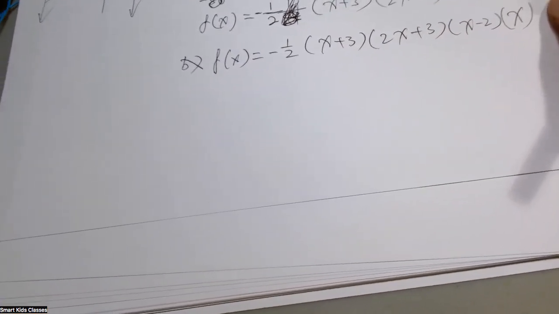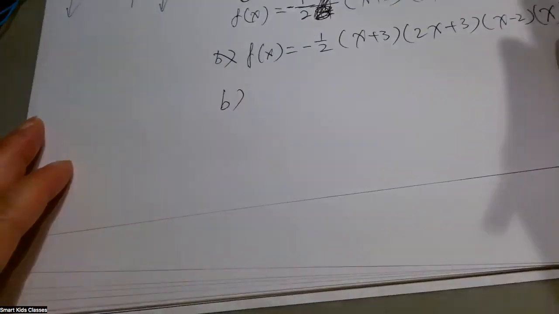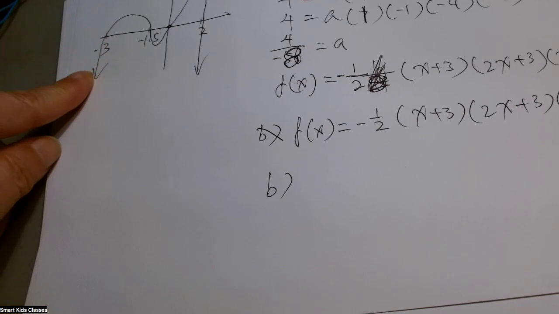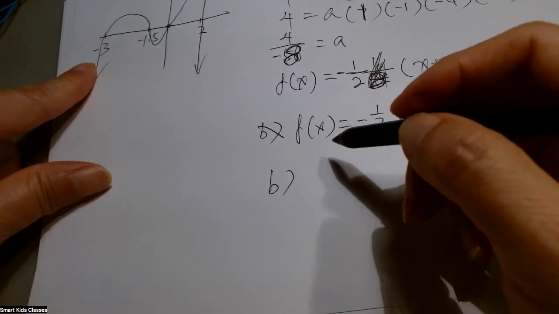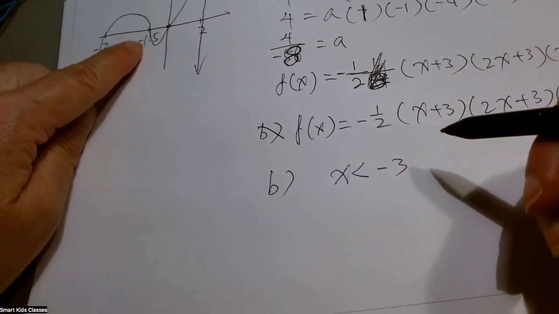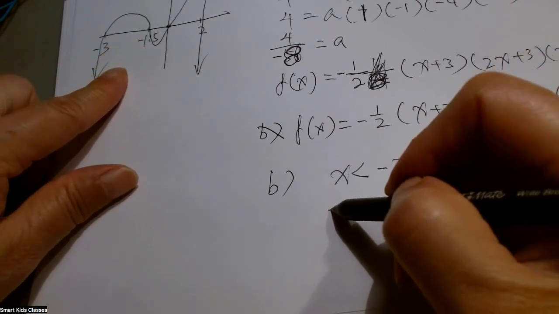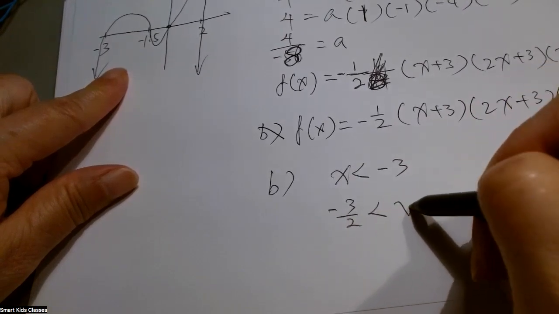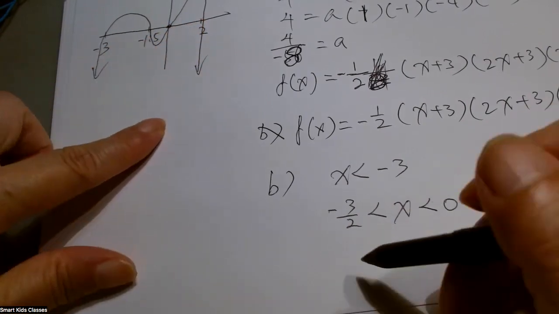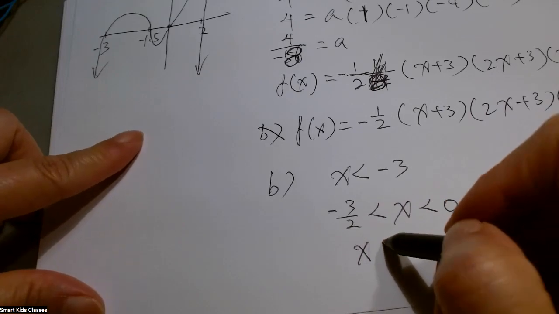Now we are going to do part B. B is asking you for the intervals. From the graph, you can tell from negative 3, this portion is below the x-axis. Therefore, we're going to write x smaller than negative 3. The next part is from negative 1.5 to 0, so we put negative 3 over 2 smaller than x and x smaller than 0. The next one will be at 2, so it's going to be x larger than 2.